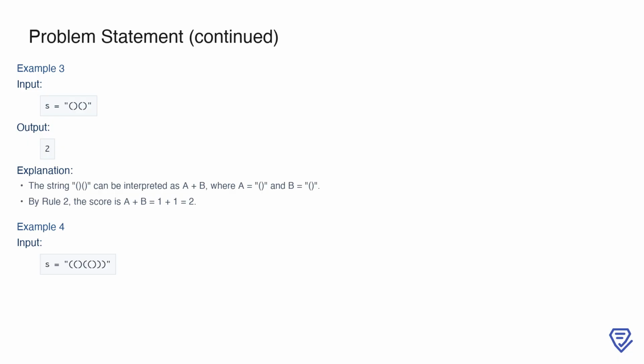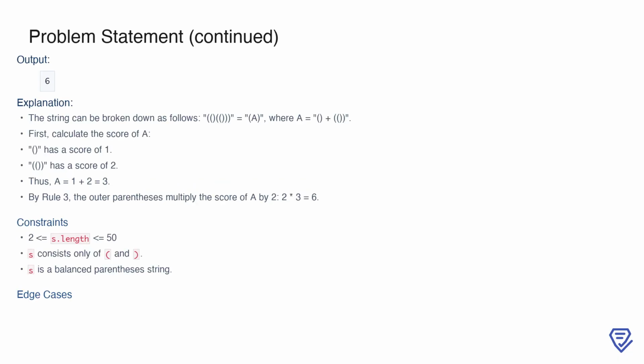Let's break this down further. The string can be understood as (A), where A is the substring ()(()), plus. First, calculate the score of A. The substring () has a score of 1 by Rule 1, and the substring (()) has a score of 2 by Rule 3, as we calculated earlier. Adding these together gives A a score of 1 plus 2, which equals 3. Now, applying Rule 3 to the outer parentheses, the score of (A) becomes 2 times the score of A. So, we multiply 2 by 3, resulting in a total score of 6. This gives us the final output for this example, which is 6.